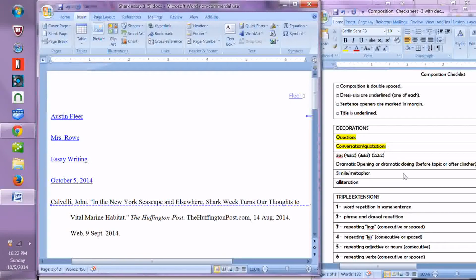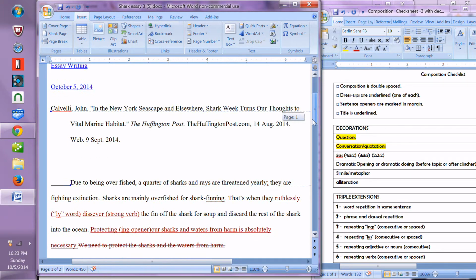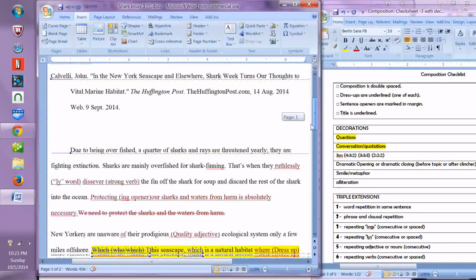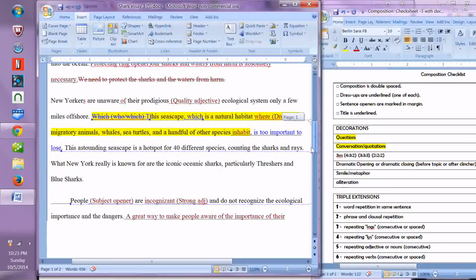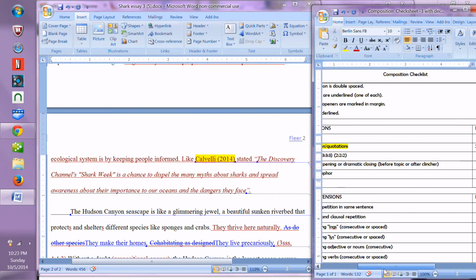Now let's talk about your upcoming essay, and you've picked out your own topic for your upcoming summary. In the upcoming summary, I want you to try the last three decorations, the simile and the metaphor, and the alliteration. If you'll remember, alliteration is repeating the sound of a consonant or even of a vowel. Simile and metaphor, you're using like or as, or you're making a comparison. I don't remember if I saw that in this essay. I don't think I did. And then the dramatic opening or dramatic closing.